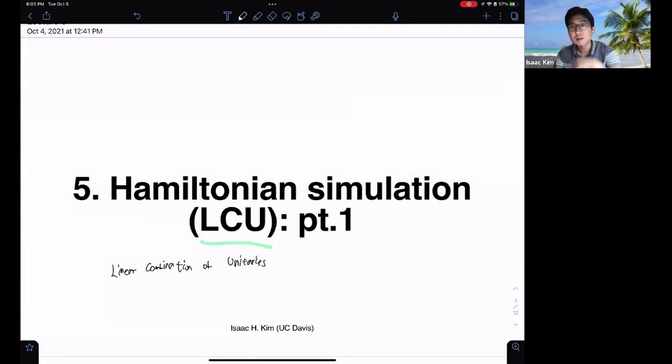And this is an important technique that was developed, let's say, in 2012 and 2013 by a group of authors. And while this is not the state-of-the-art method right now, it played an important conceptual role in thinking about Hamiltonian simulation algorithms. So we will learn about the basic ideas behind this algorithm.